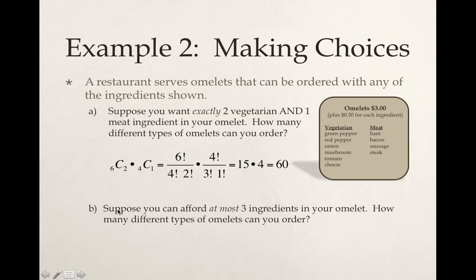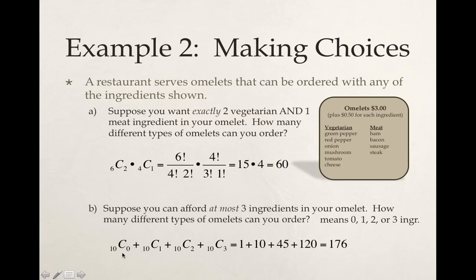Now what about part B? It says suppose you can afford at most 3 ingredients in your omelet. Now how many different types of omelets can you order? Well, we first have to interpret this "at most 3 ingredients" part. What that's telling me is that I could order an omelet with no ingredients, 1 ingredient, 2 ingredients, or 3 ingredients. All of those are possibilities. But it's not all the same omelet that's going to have those in it. So this time, instead of multiplying my combinations together, I'm simply going to add all of those possibilities together.